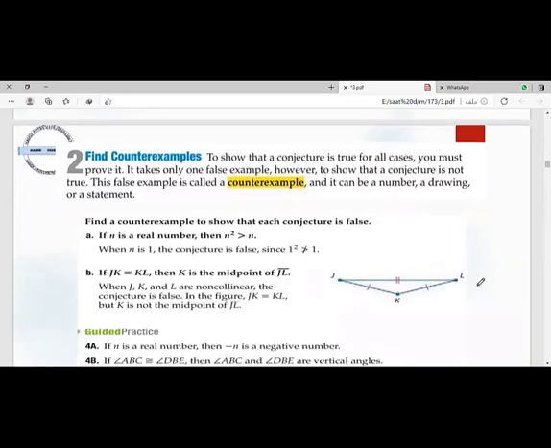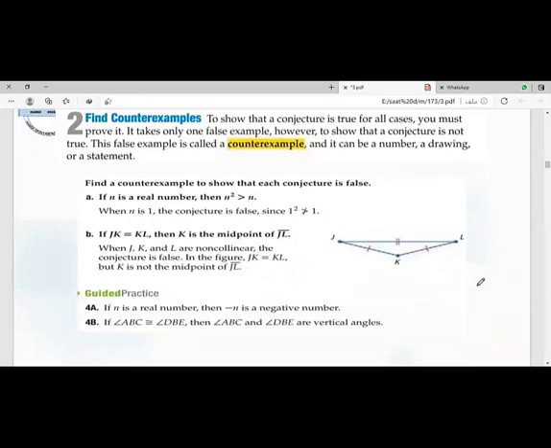To find a counterexample: a counterexample can be a number or a drawing or a statement that makes the statement false. So a counterexample is a false example. For example, if n is a real number, then n squared is greater than n. It can be true, but find a real number whose square is not greater than n. Yes, -1. Is -1 squared greater than -1? -1 squared is 1. 1 is greater than -1. It's okay. What about 1/2?